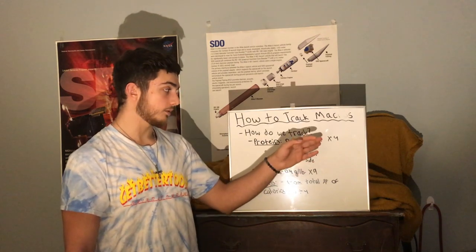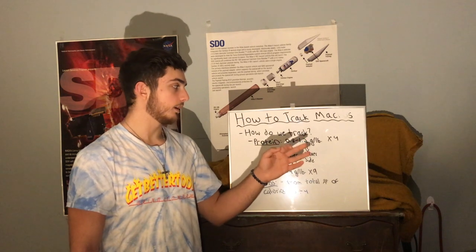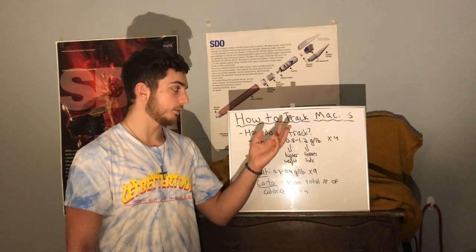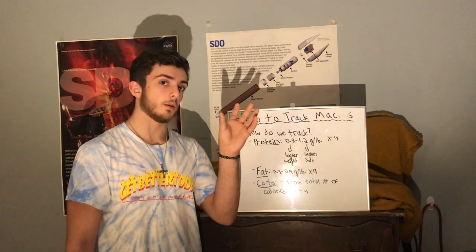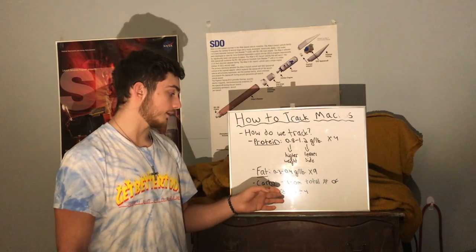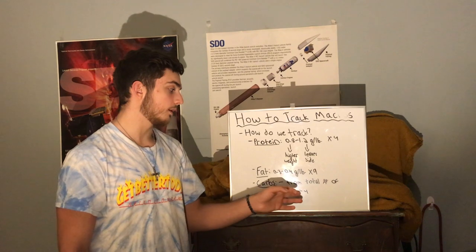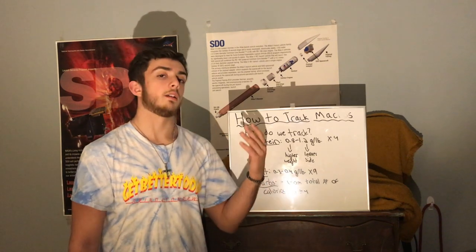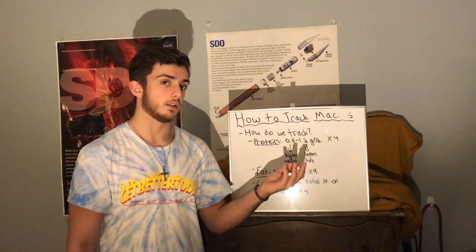So then we take those, add them up, and subtract that from the total amount of calories that we eat in a day. Then we take the remaining calories, divide by 4, and that's how many carbs you would be eating in the day.